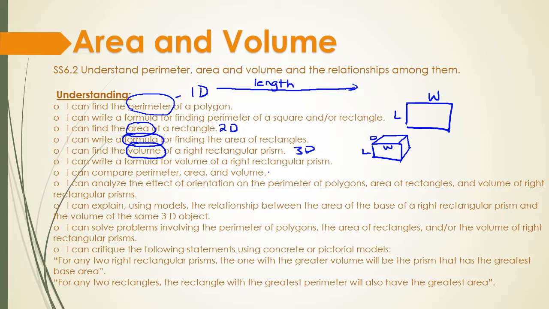So comparing them, analyzing the effect of orientation, if I take this block and turn it on its side, hey, guess what? It's still the same shape. It is still the same size. So orientation means absolutely nothing. Whichever way you point it, whichever way you turn it, it doesn't change the amount of area, perimeter, or volume.